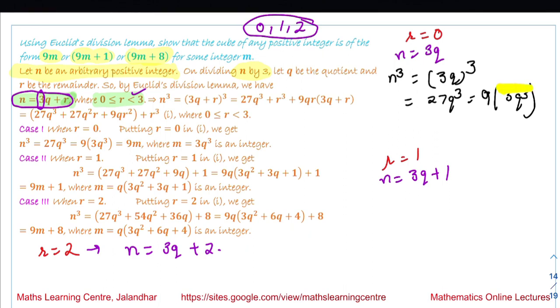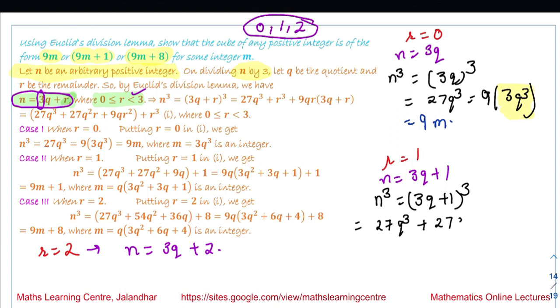Now if we write this 3q cube as m, what we obtain is that this is equal to 9 times m. Now in the second case, when we cube this equation, we obtain n cube is equal to (3q plus 1) whole cube. And when you open this cube, you will get the answer 27q cube plus 27q square plus 9q plus 1.